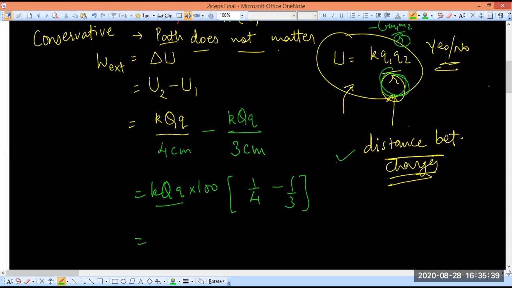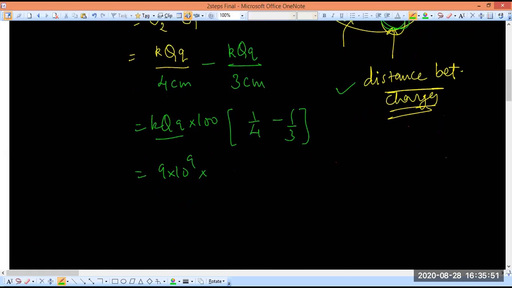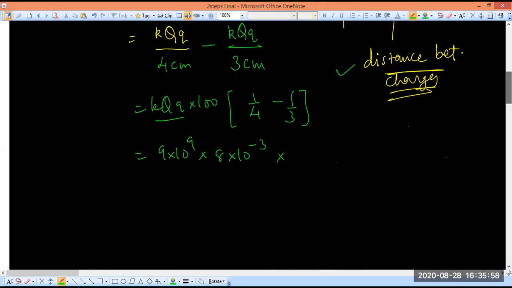Let's put values now. So K is 9 into 10 raised to 9. Charge Q, what is charge Q? Capital Q is 8 millicoulomb, okay, 8 into 10 raised to minus 3. Charge small q is negative 2 into 10 raised to minus 9. Into 1 by 4 minus 1 by 3, which is minus 1 by 12. Okay, I took the LCM, right? And 100 is remaining.